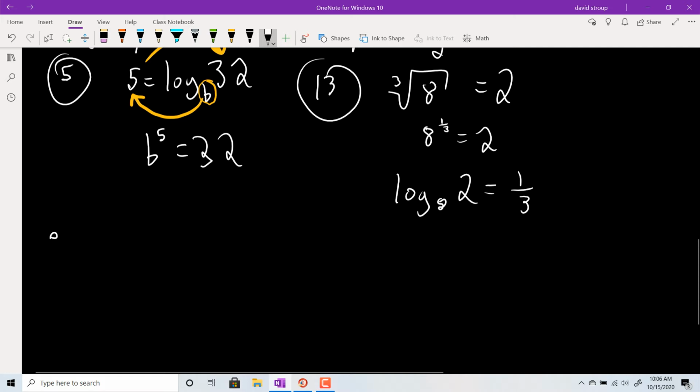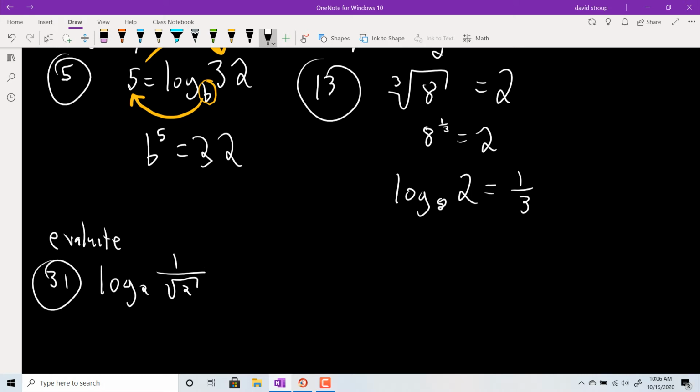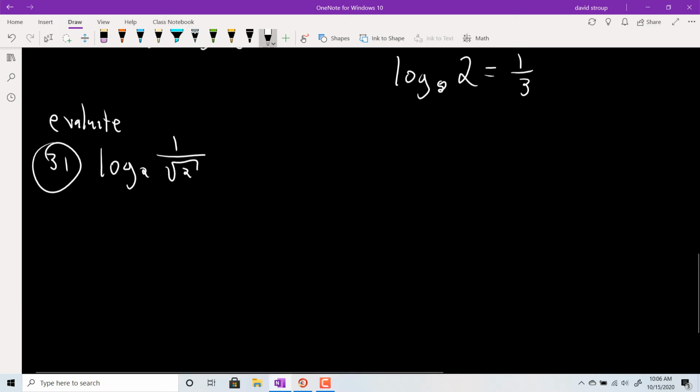Okay, we'll also expect you to be able to evaluate these things without a calculator. You should be able to do these in your head. So 31, log base 2 of 1 over root 2. So these are the problems you're asking yourself: 2 to what power equals 1 over root 2? Okay, and you could write 1 over root 2 as 1 over 2 to the 1/2, which is 2 to the negative 1/2. So 2 to the negative 1/2 power equals 1 over root 2.